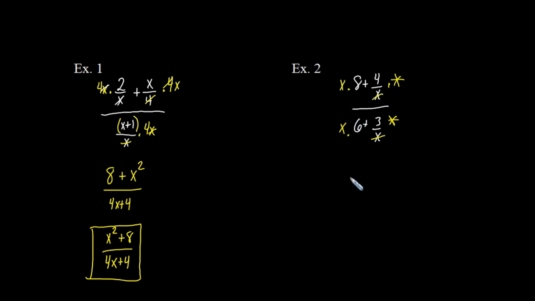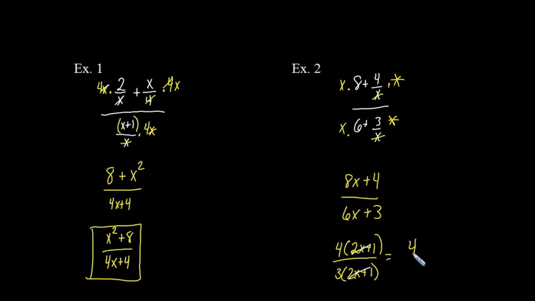And so we end up with 8x plus 4, and we end up with 6x plus 3. And then we're going to factor out our greatest common factor of the numerator and denominator, or we're going to completely factor these. And we'll get 4 times 2x plus 1. And we're going to factor out a 3 and get times 2x plus 1. And we can cancel or divide the 2x plus 1's to be 1. And we end up with the final solution as 4/3.